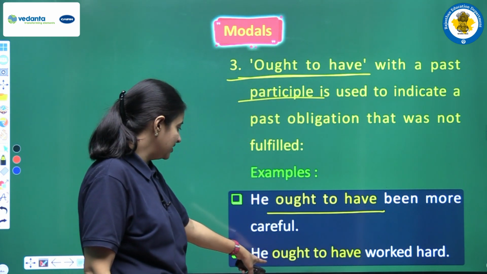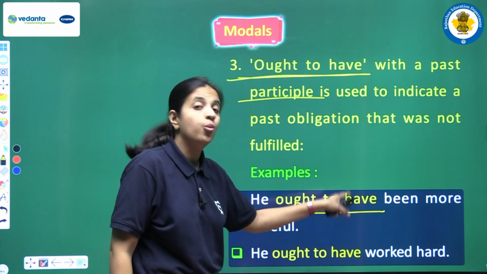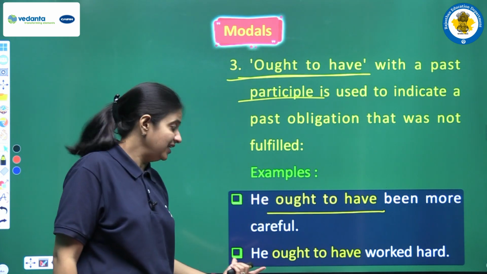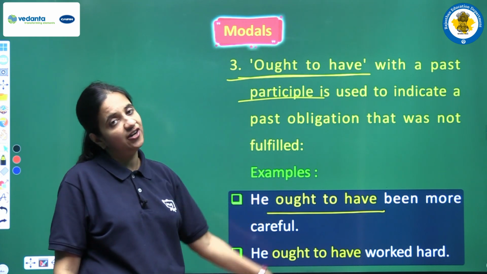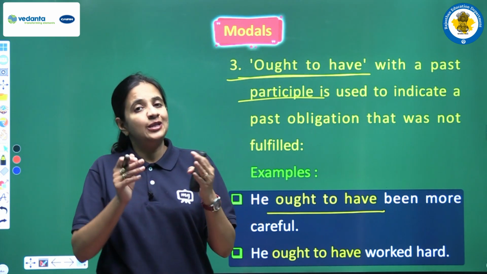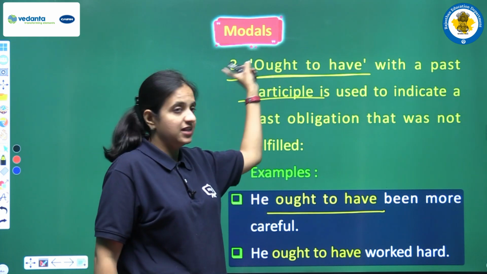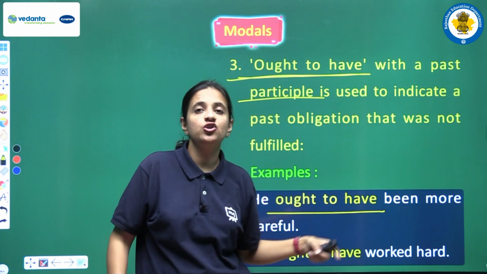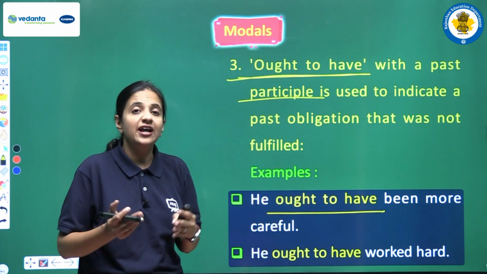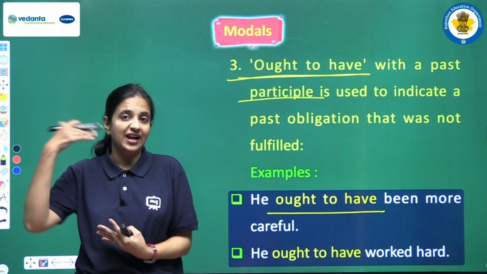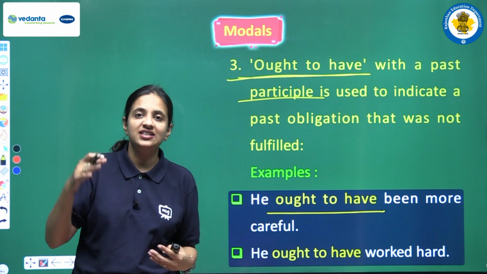Again, we are having another example. He ought to have worked hard, but actually he did not work hard. So now we are saying that he ought to have worked hard, right? The point that we have to understand here is that "ought to have" is a structure, and it is used to show some past obligation that was not fulfilled, right? And now in the present, we are talking about that thing that was not fulfilled in the past.